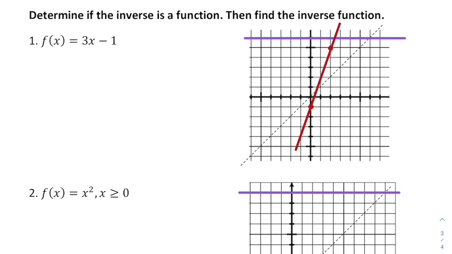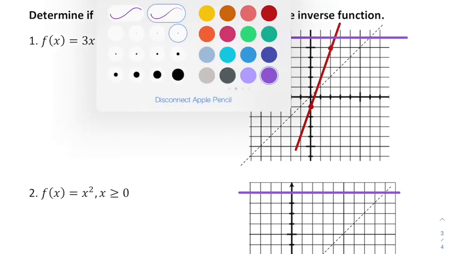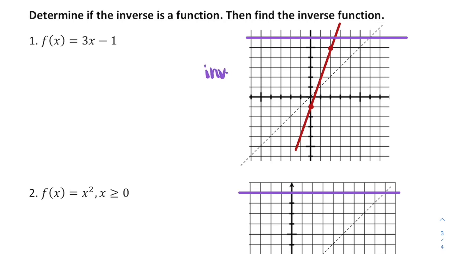All right, so let's do the horizontal line test. I'm going to use this purple line that I've drawn here. You're going to use your pen or pencil. And as I run this across, I see no places where I have more than one crossing point, so I'm good. My inverse is a function. So let's just go ahead and make ourselves a note of that: the inverse is a function.